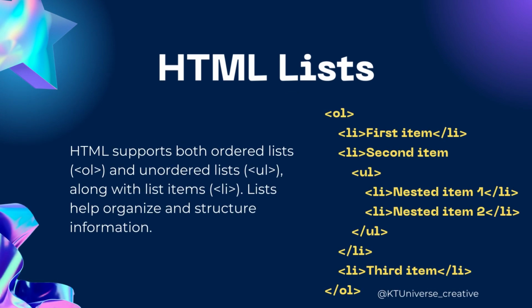Next in line, we have HTML lists. HTML supports both ordered lists, OL, and unordered lists, UL, along with list items, LI. Lists are a handy way to organize and structure information, and we'll demonstrate this with a tree structure format that is often used for navigation bars. Additionally, we'll discuss nested list items.